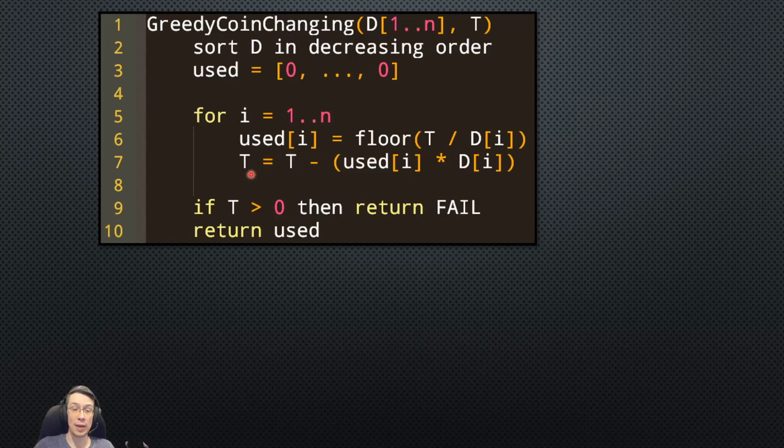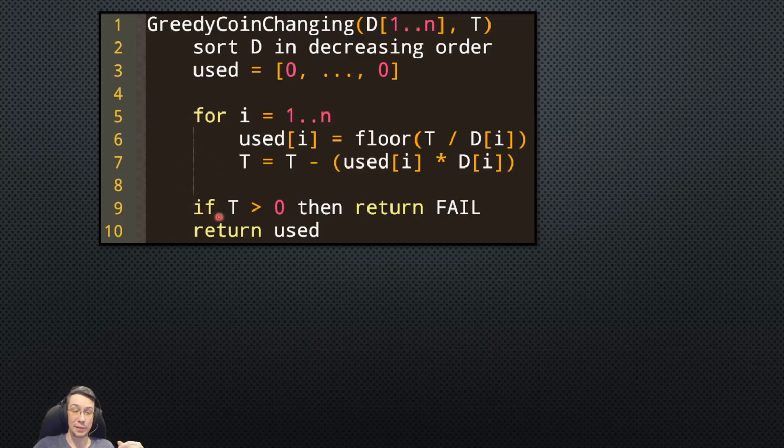And then we're going to subtract from t the value of all of those coins of this particular denomination that we used. So in the example I just gave of 4 toonies, we're going to subtract 800. So in the next iteration, t is going to be 100, and we would use 1 loonie.